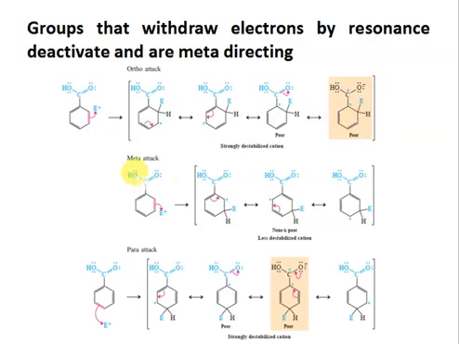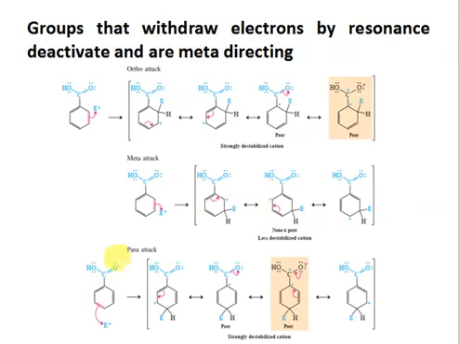In case of meta attack, there is no such highly destabilized carbocation, right? So these are less destabilized carbocations. Meta attack is not forming any stabilized carbocation, but it is forming less destabilized carbocations. That's why meta attack is favored.